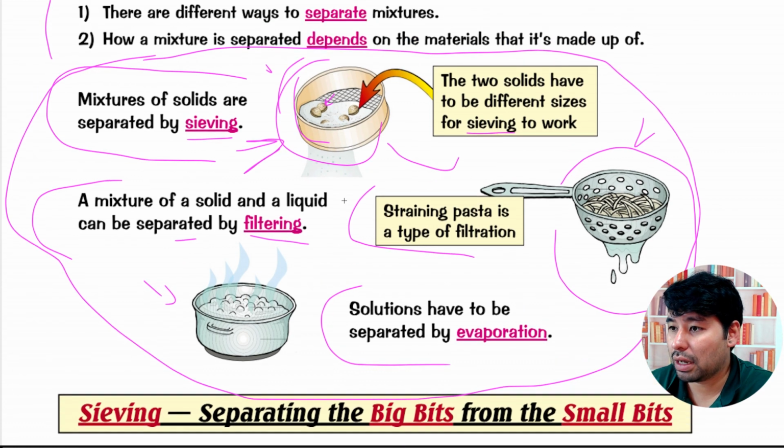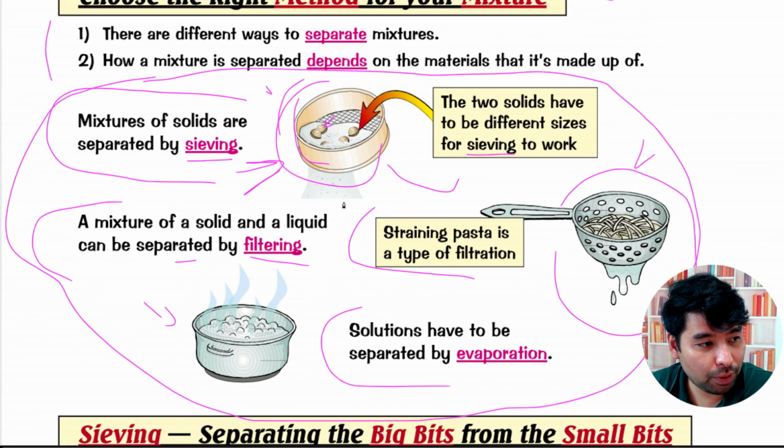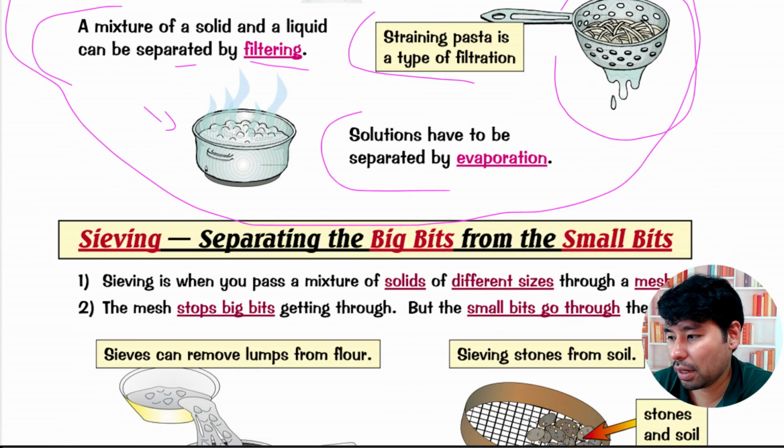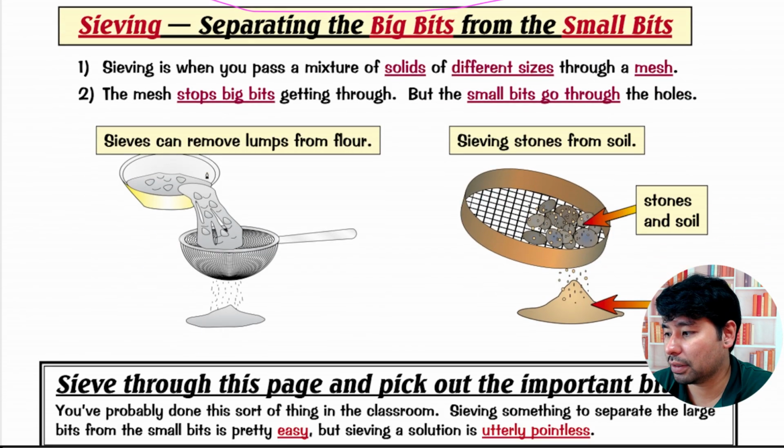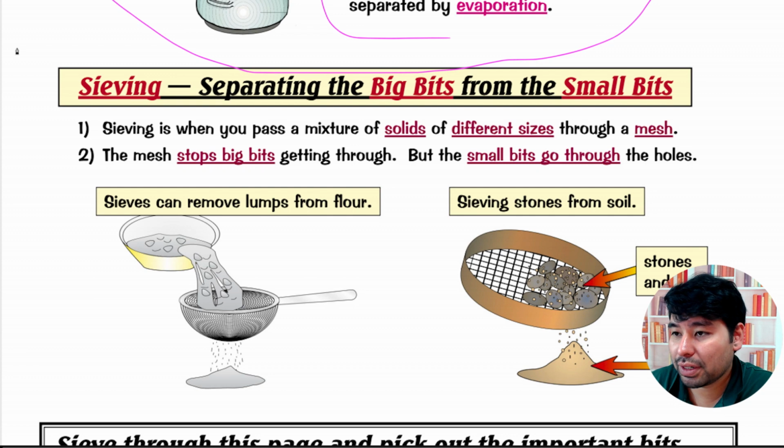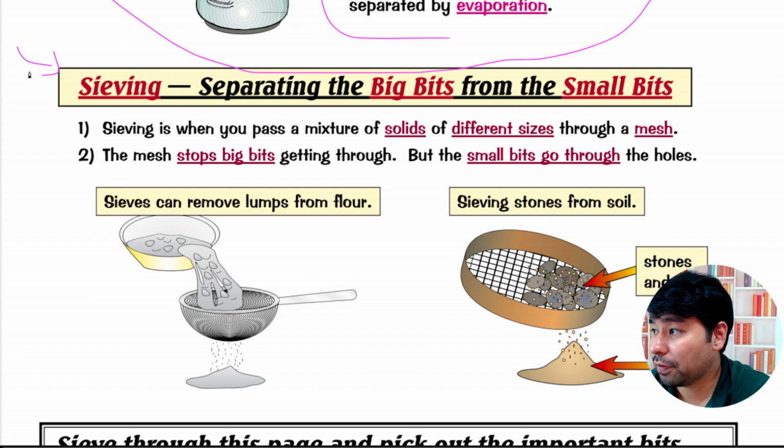So, did you get it? I hope you are understanding that, okay? So, let's move on. And we have here this final part, right? So, sieving. Separating the big bits from the small bits. Again, sieving. Separating the big bits from the small bits.